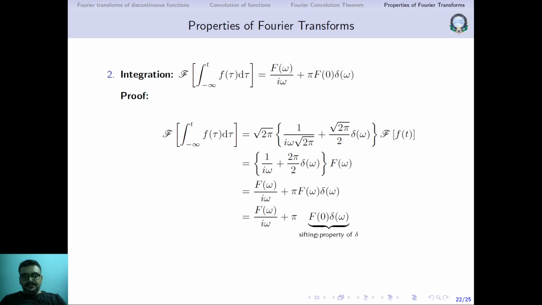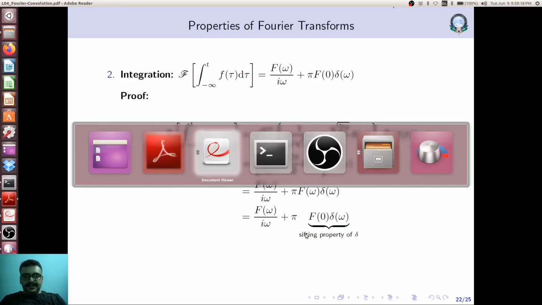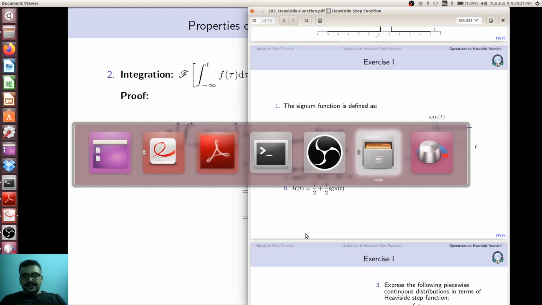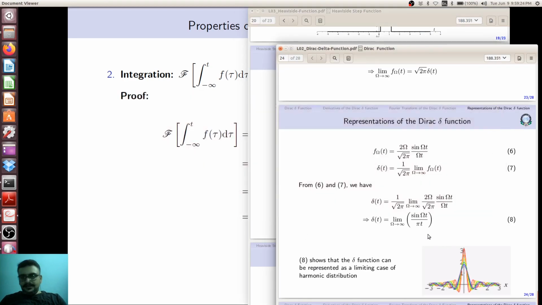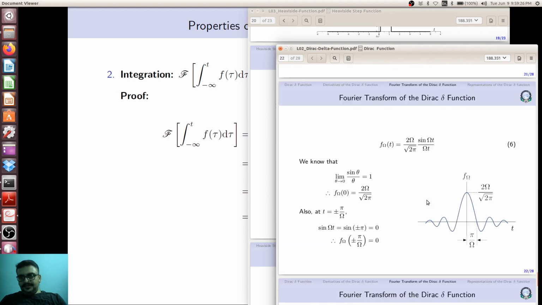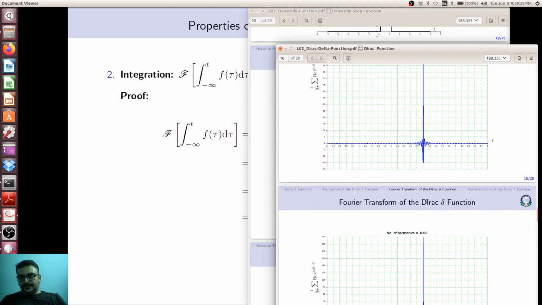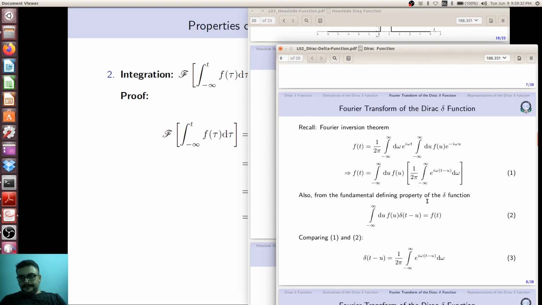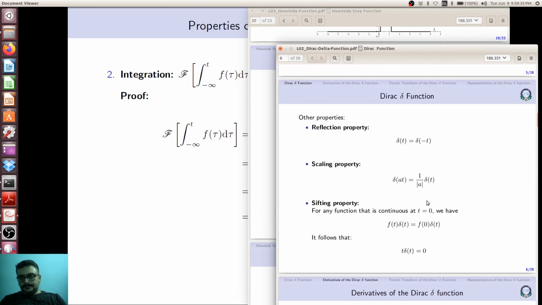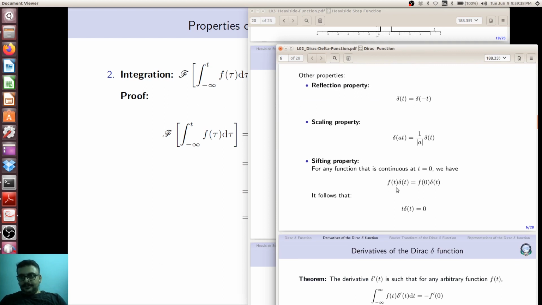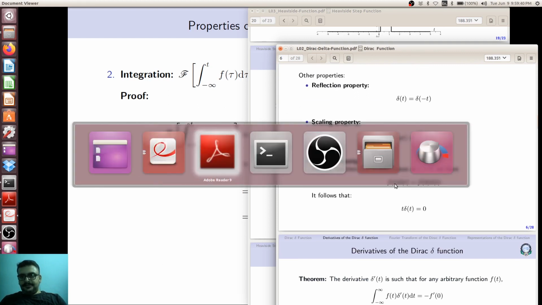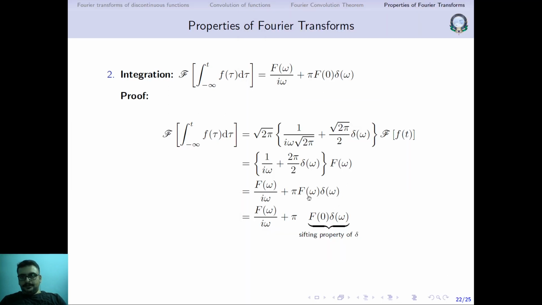How do you get this? This is by the shifting property of the Dirac delta function. You can refer to my lecture on the Dirac delta function, where one of the properties was the shifting property. Let me just pull up the result here. Yes, this is the shifting property. We use the same result here, so the product of these two gives us F at 0 delta omega. So this gives us the result that we are looking for, F of omega by i omega plus pi F at 0 delta omega. So that's the integration property.